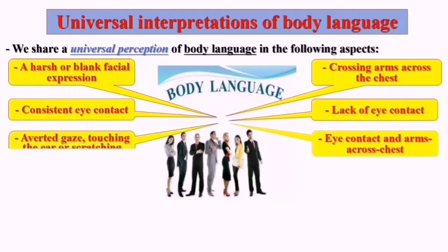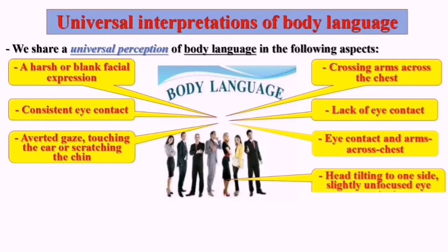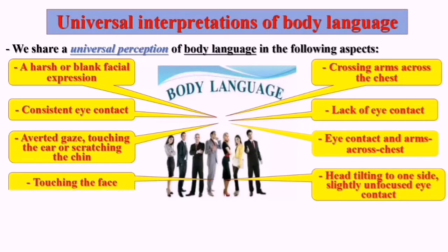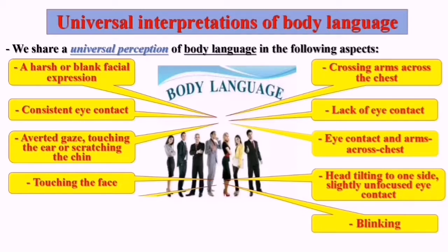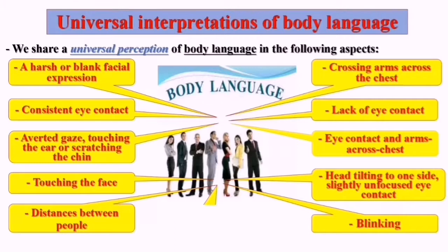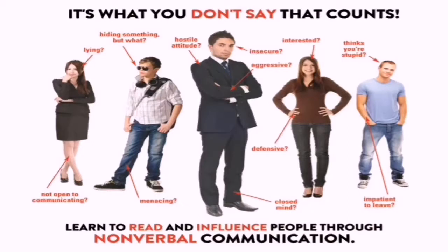Number 7, head tilting to one side, slightly unfocused eye contact. Number 8, touching the face. Number 9, blinking. Number 10, distances between people. Last one, unintentional gestures. All this kind of body language, we can say is related to public speaking.